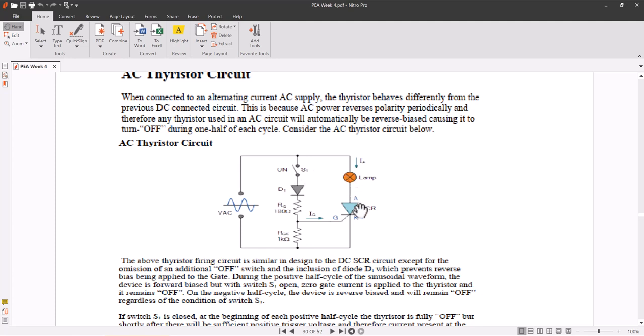तो पॉजिटिव साइकिल में एनोड कैथोड से पॉजिटिव होगा और यहाँ से ये जो सर्किट है यहाँ से इसको गेट की पल्स भी मिल जाएगी. ठीक है, तो पॉजिटिव साइकिल में, नेगेटिव साइकिल में ये ओपन हो जाएगा.